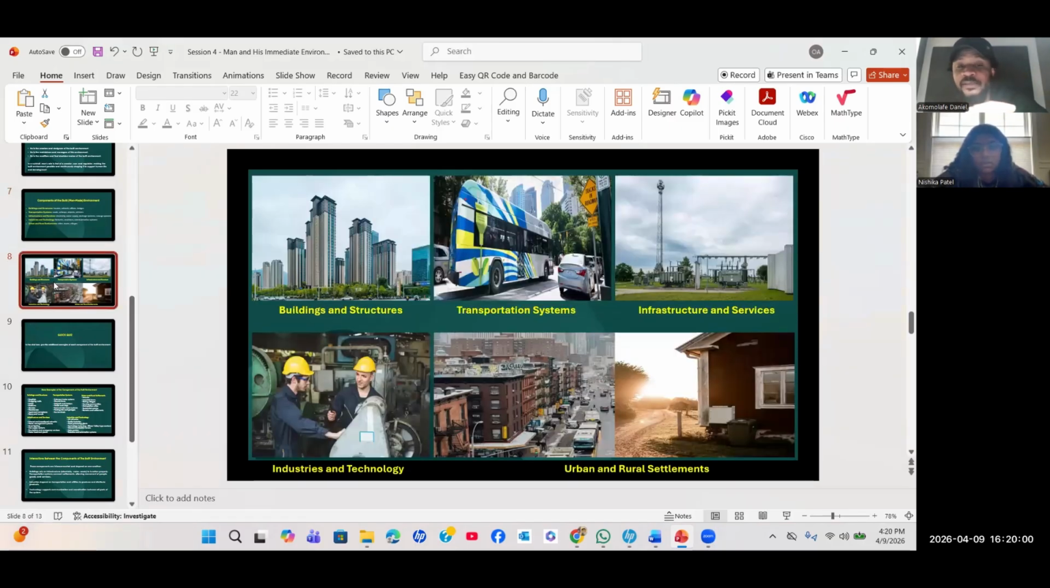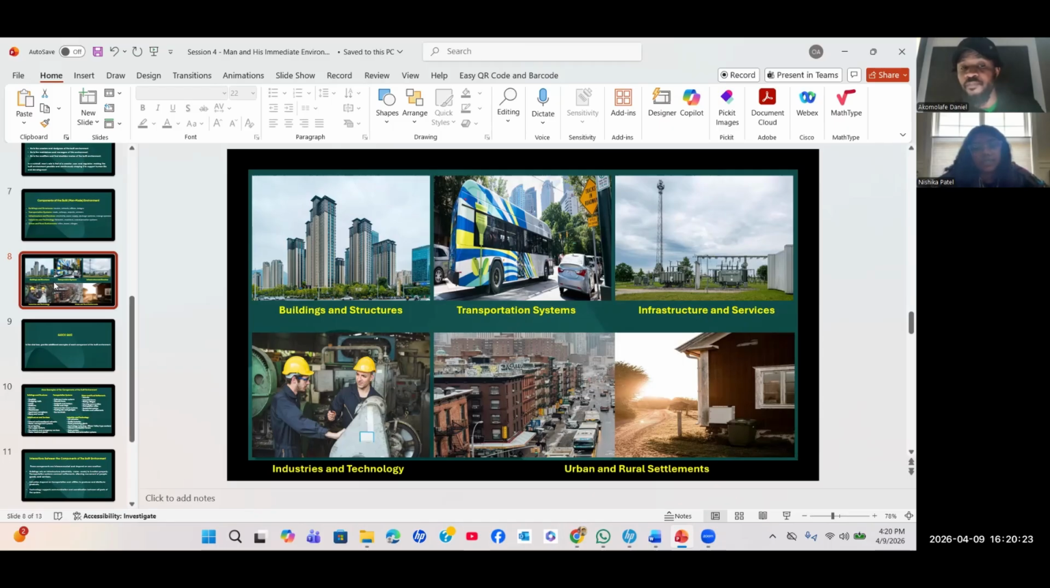In the next slide, you can see pictures, right? Each of these pictures has been labeled, and each is in line with the components of the built environment. We have highlighted five major components of the built environment. Can you mention these five to me?